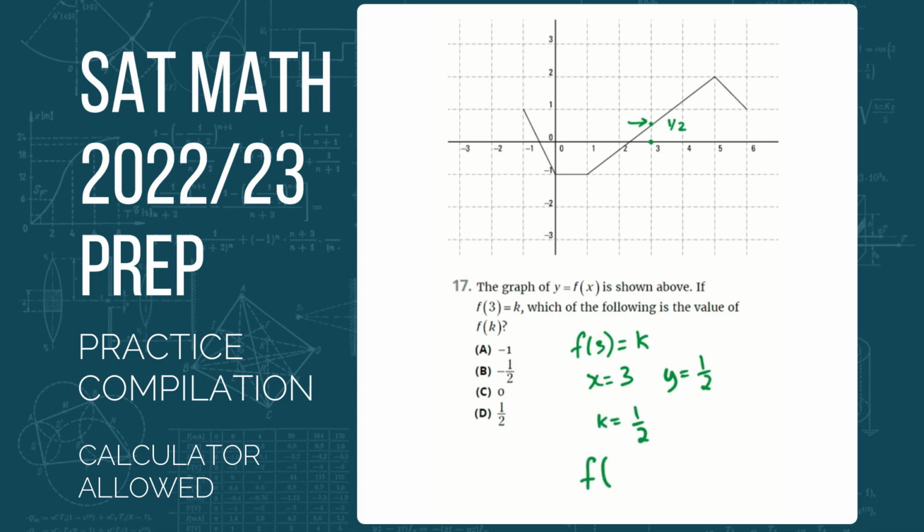What is the value of f of half? That means look for where x is equal to half on the graph and find the value of y. So where's half on the graph? x is half right here, and the value of y will be negative 1. So the answer is, f of k will be negative 1.